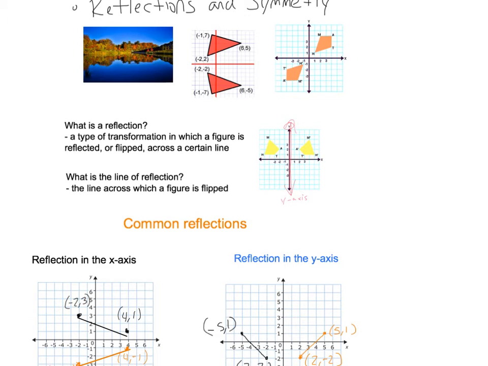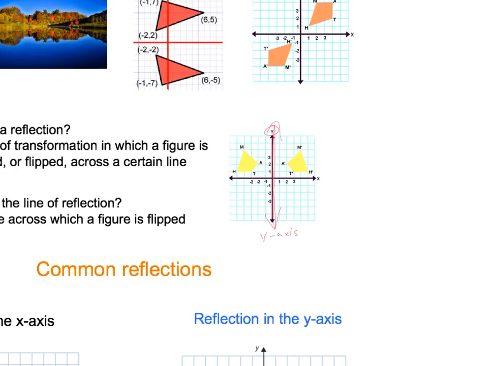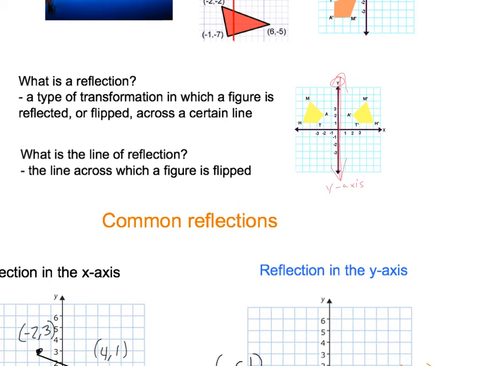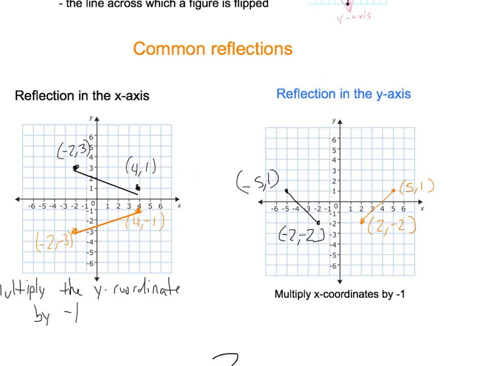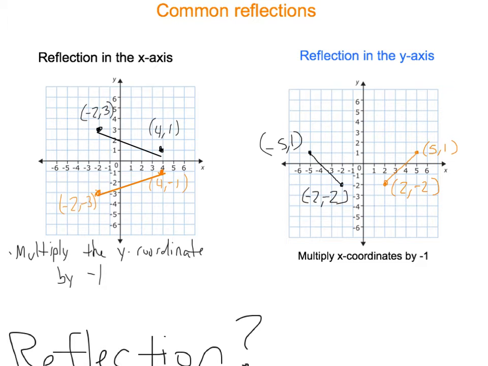All right, as a recap, let's go through what we've learned real quick. Reflections are a type of transformation in which a figure is reflected or flipped across a certain line. The common reflections we talked about were reflections in the x-axis, which is that right there, and reflections in the y-axis, which is our vertical axis.